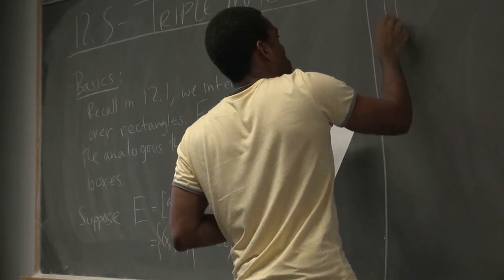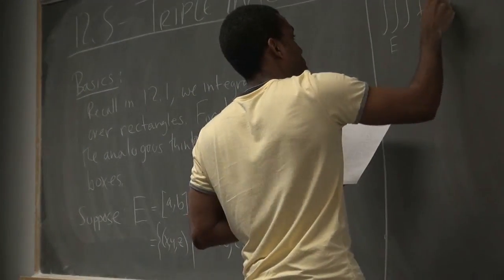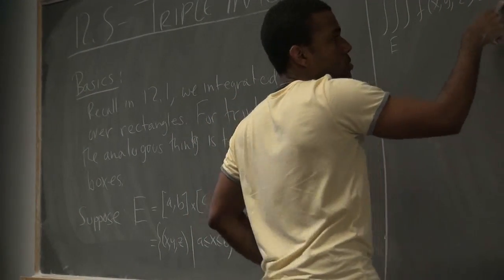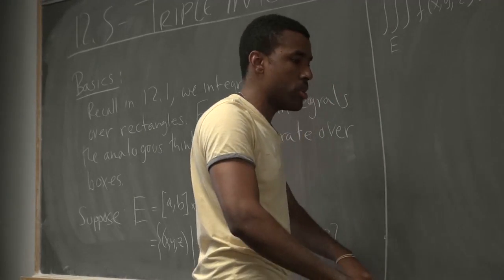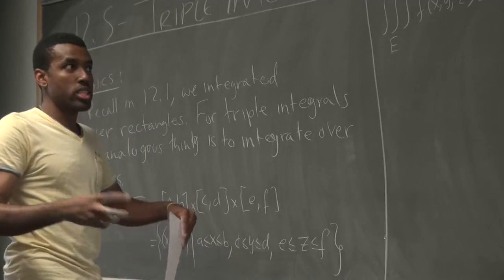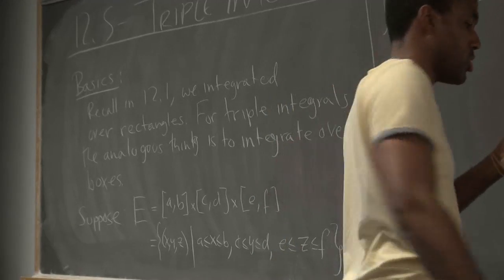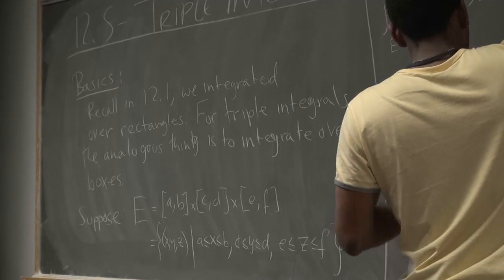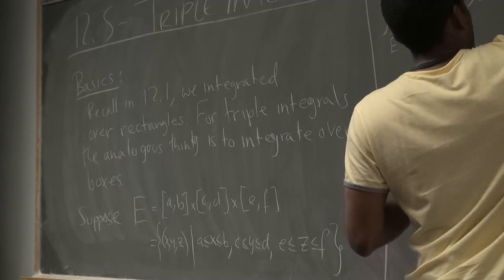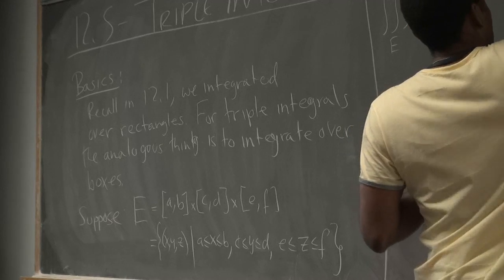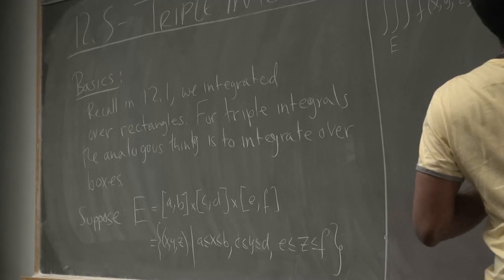Then, the triple integral over E of the three-variable function f(x,y,z) dV. The V here stands for volume, just like dA stood for area, because your region was a two-dimensional thing. For triple integrals, your region is a three-dimensional thing, so we think of it as volume. So we use dV to be the generic differential. That's just going to be equal to the iterated integral, dx dy.